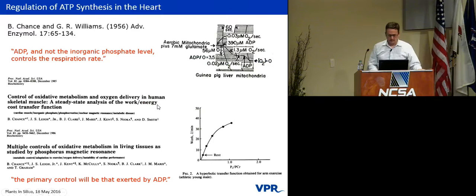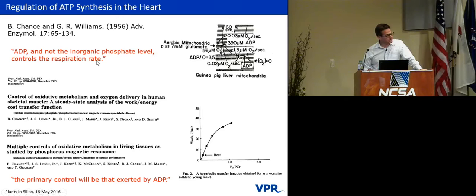Going back to the early days of trying to understand how mitochondria work, folks like Britton Chance were putting mitochondria inside respirometers, and you could measure the rate of ATP synthesis by measuring the rate of oxygen consumption. Interestingly, they did these experiments on mitochondria from liver, because it's really easy to grind it up and get a lot of mitochondria. They made the prediction from these in vitro experiments that ADP controls the respiration rate.